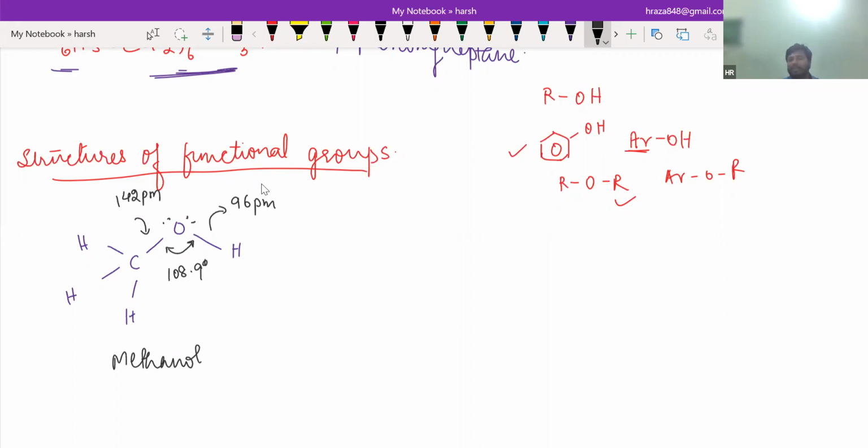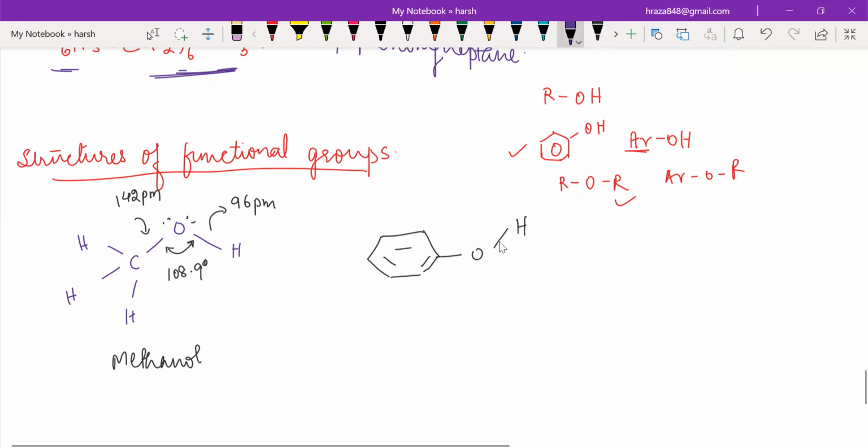That will decrease the distance. That means the bond length decreases. In the same way, we can go for phenol. So you know that this is phenol. And you also know that again oxygen will have 2 lone pair.